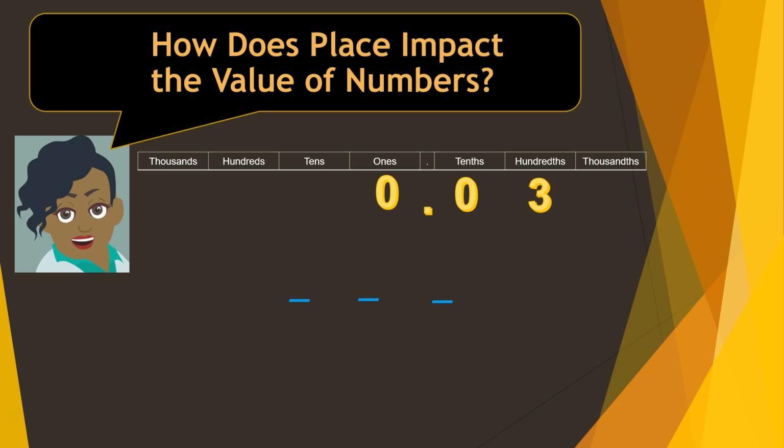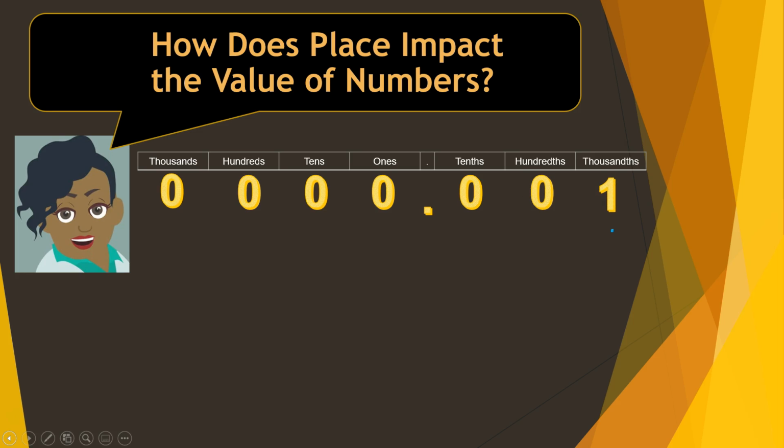And notice the blocks are also 1/10 in size. If the digit 3 is moved right again, we partition each hundredth into 10 equal parts, making 3 thousandths. These thousandths are very small. So as we move a digit left in a number, the value is multiplied by 10 and is 10 times greater.